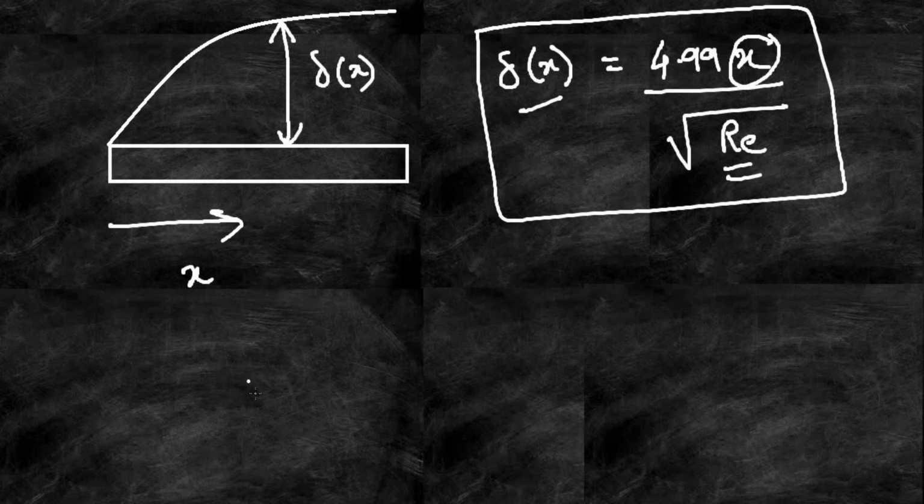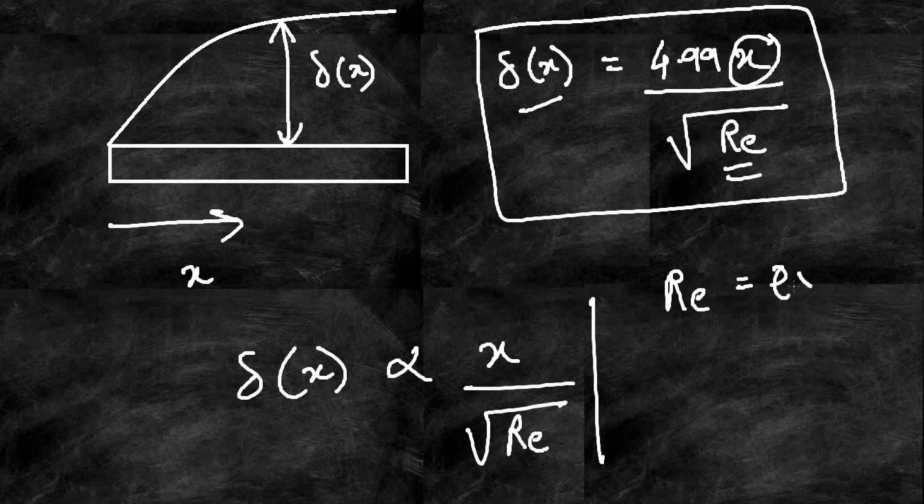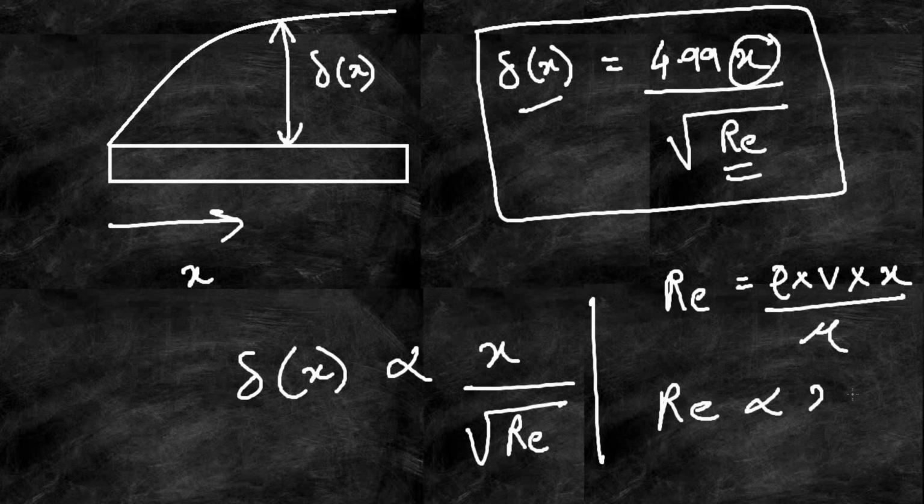What this ends up being is that delta x is proportional to x by root of Reynolds number. Now I can expand this Reynolds number further as density of the fluid times the velocity of the fluid times the characteristic length, and as it is a flat plate, hence it will be x, which is the distance from the leading edge of the flat plate, divided by the viscosity of the fluid. So we can ignore all the other terms and we can write this Reynolds number proportional to x over here, which I will substitute in this equation.